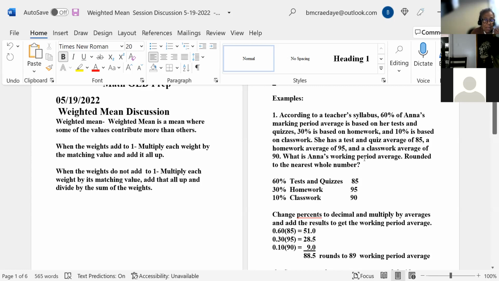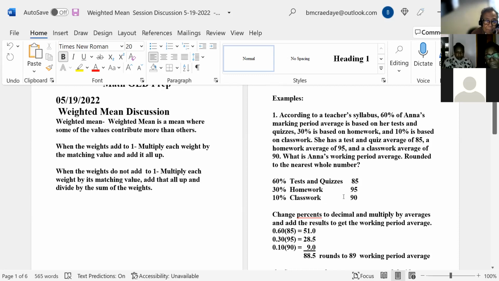We want to find Anna's marking period average, rounded to the nearest whole number. If we didn't assign weights, we would just add up 85, 95, 90 and divide by 3. That would be the regular mean. But the weight is 60% of her grade is based on tests and quizzes, 30% on homework, and 10% on classwork. Do you follow now the difference between regular mean and weighted mean? Any questions at this point on the difference?